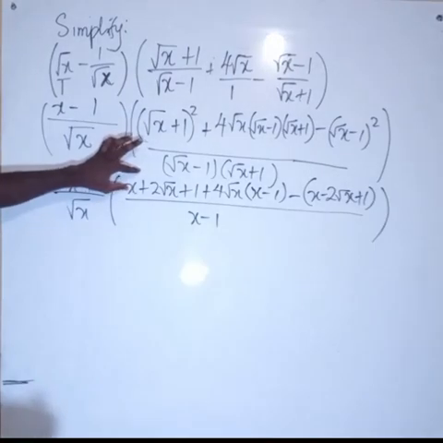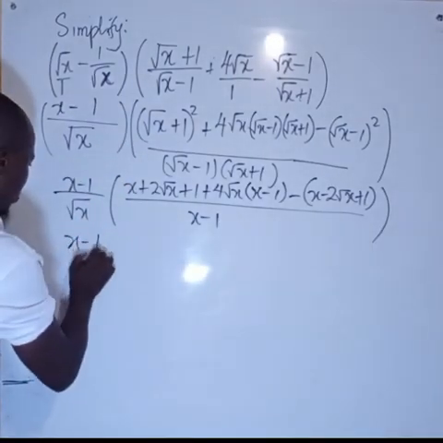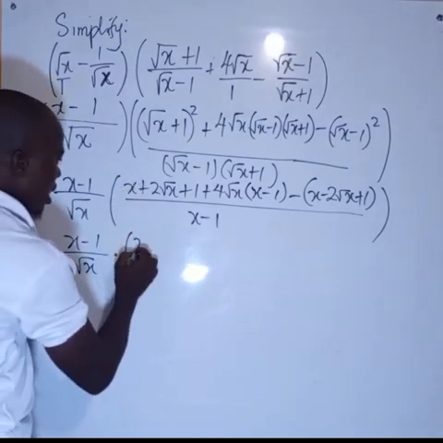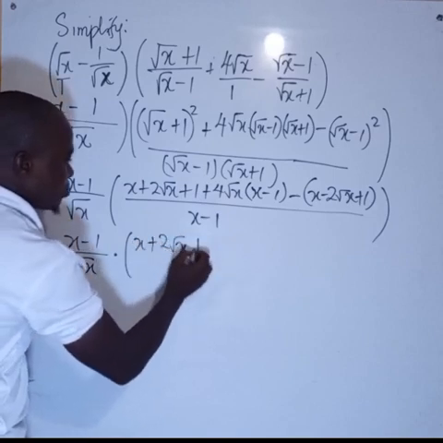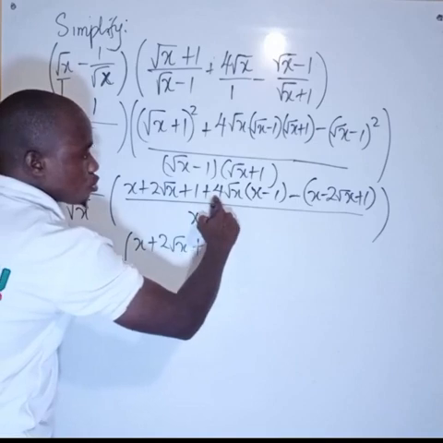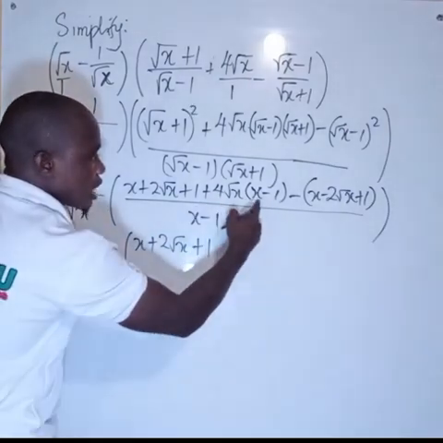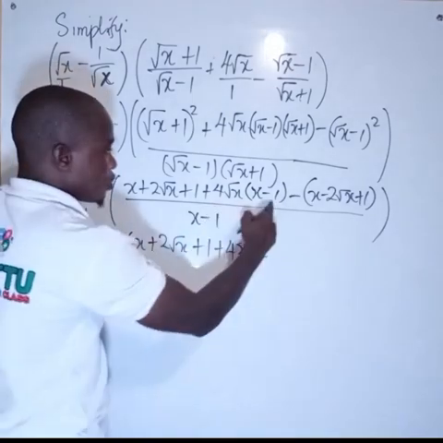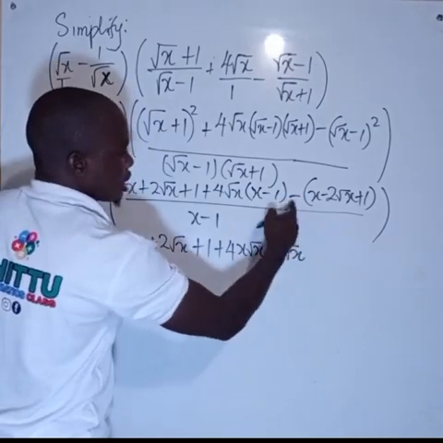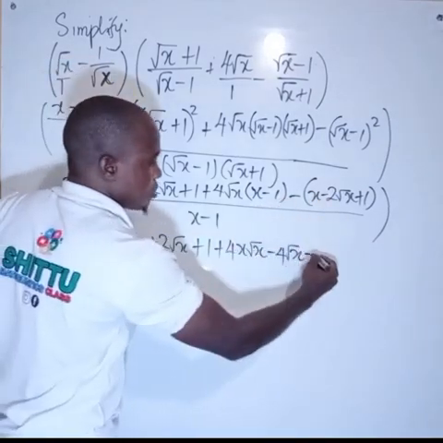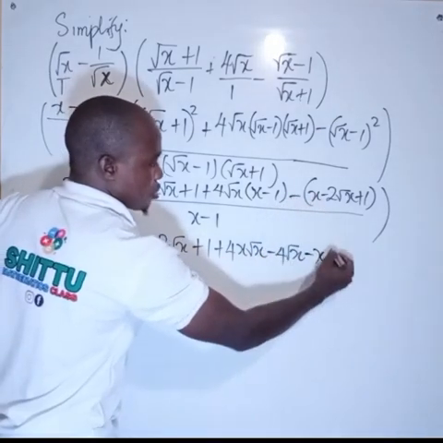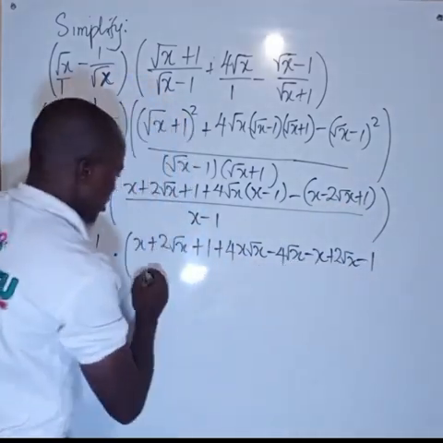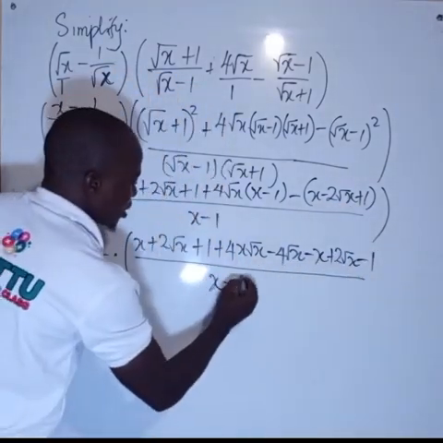So now from here, we try to simplify this one above further. X minus 1 root x, then multiply by x plus 2 root x plus 1. Then here, we open the bracket. 4 root x times this, we are going to be having plus 4x root x, then 4 root x minus 1, minus 4 root x. Then use this subtraction to open the bracket, minus x, minus times minus, we have plus 2 root x, then minus times plus, we have minus 1, then all divided by x minus 1.